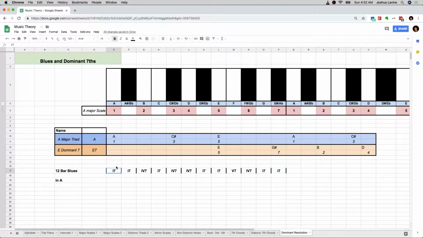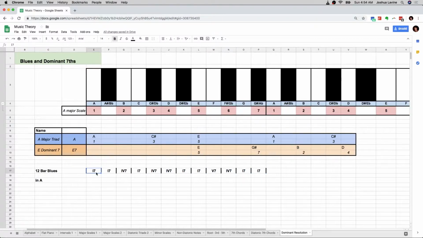It's the one chord, 4 chord, 1 chord, 4 chord, 4 chord, 1 chord, 1 chord, 5 chord, 4 chord, 1 chord, 1 chord. And it's going to sound like this.